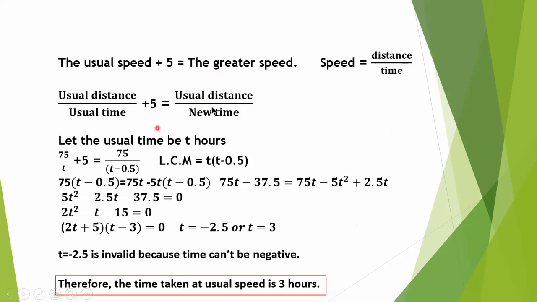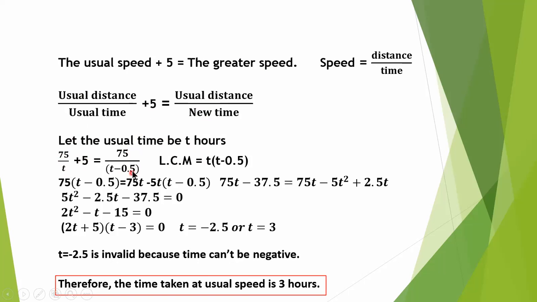Now we have to introduce our variable. Without a variable, you cannot create any proper equation. So what is the variable? Let the usual time be t hours. You can introduce this statement by reading the question sentence at the end of the problem. So usual distance is 75, usual time is t, plus 5 equals the same distance over the new time. New time is original time t minus half, 0.5, half an hour.